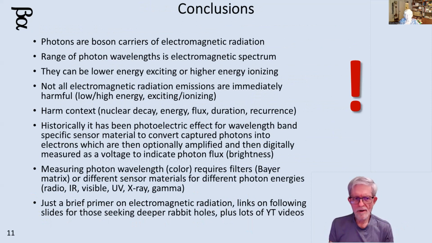So to wrap it all up, photons are bosons, carriers of electromagnetic radiation. The range of photon wavelengths is the electromagnetic spectrum.